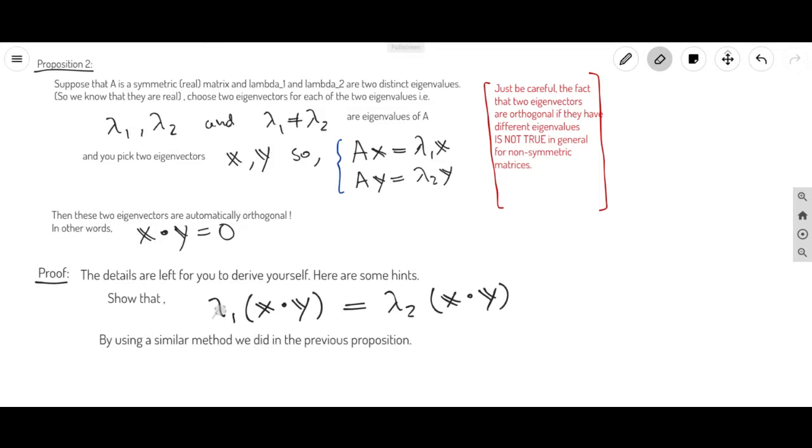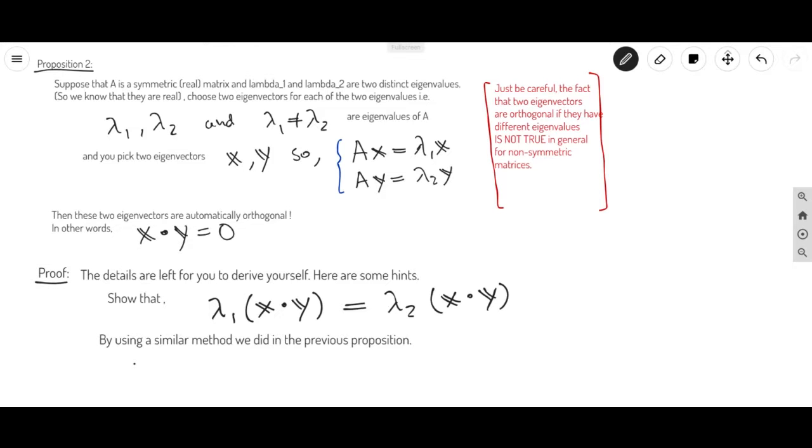The way you're going to do it is you're going to absorb lambda into x, and use the fact that x is an eigenvector, so you can write it as Ax. Then you write the dot product with A transpose, and you move things around, and then it works out. So you're going to use a similar method as we did in the previous proposition.